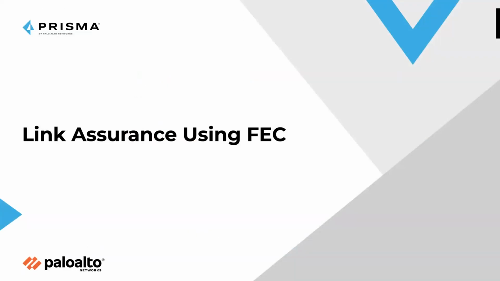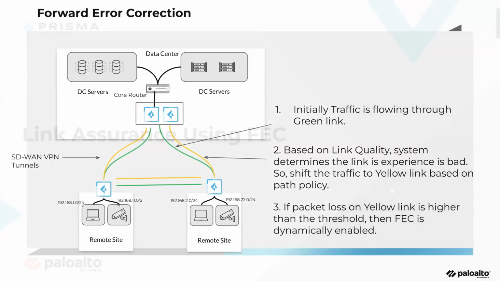All right, next up is link assurance using FEC. And kind of quickly on this one, if you think about the premise of Prisma SD-WAN, it is that we're going to provide you the best path selection to meet your application SLAs. So whatever you define, whether it's a default, all applications, general configuration, or if it's on a per app basis, we want to get the traffic on the right link to meet that SLA.